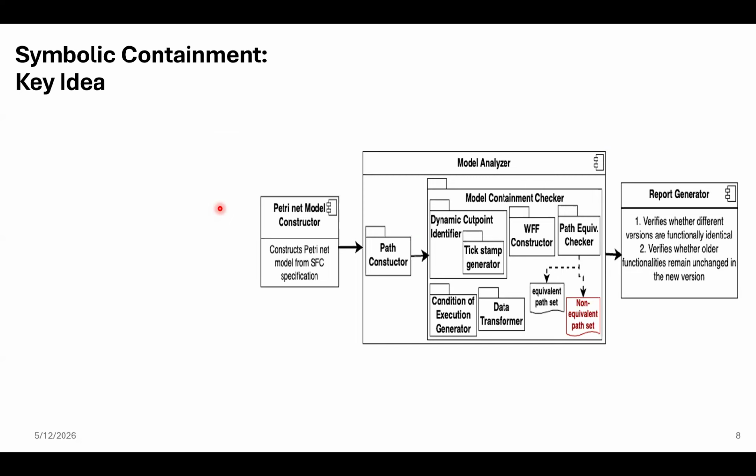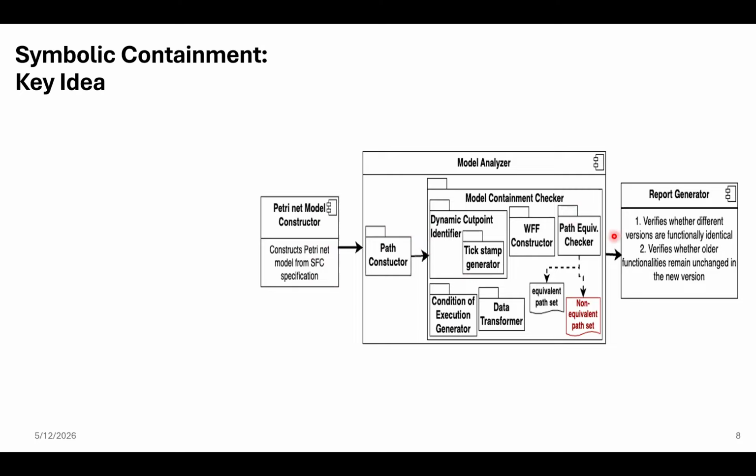So what is the solution? Our key solution is a symbolic function. The key idea is we have an SFC, and this SFC will be updated by some upgrade rules. From this SFC, we need to construct a formal model. The input is the SFC, and there is a Petri-net model constructor, which converts the SFC into a Petri-net model. Then we break the model into a set of paths using a path constructor, by introducing cut points.